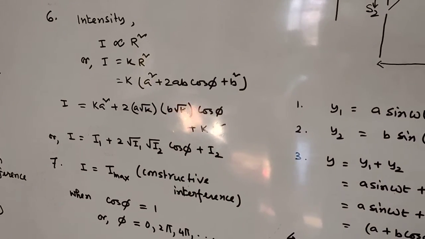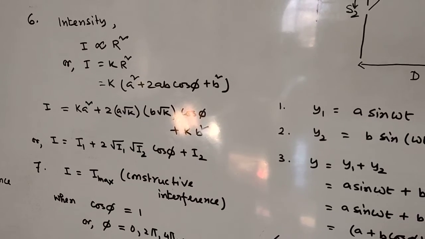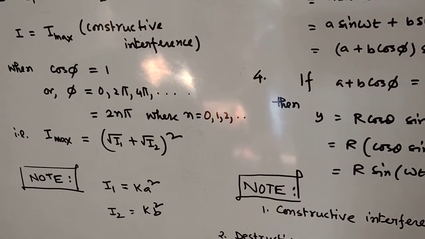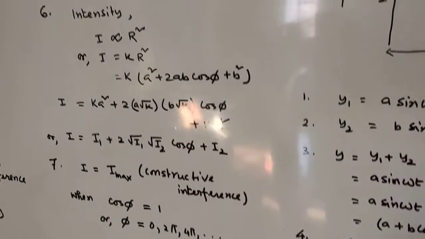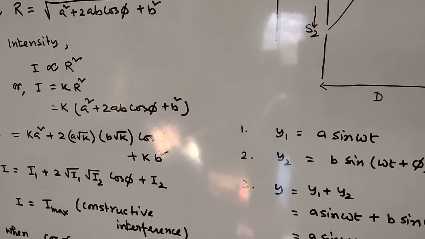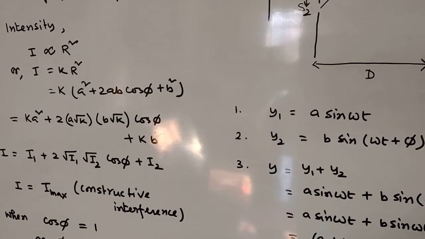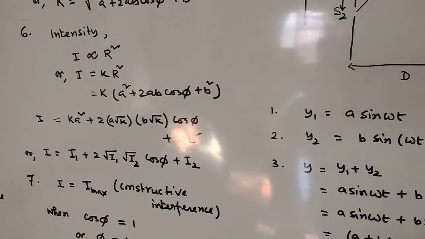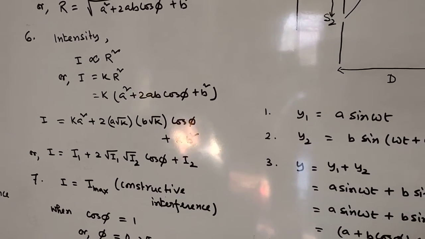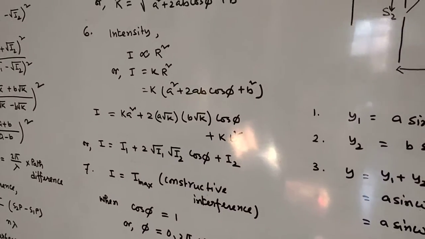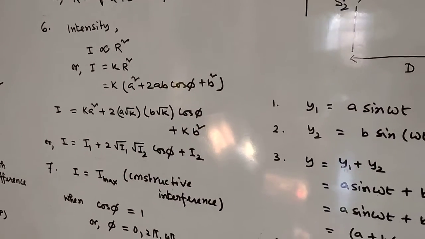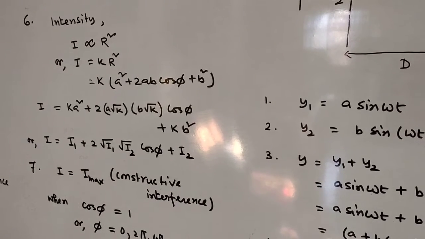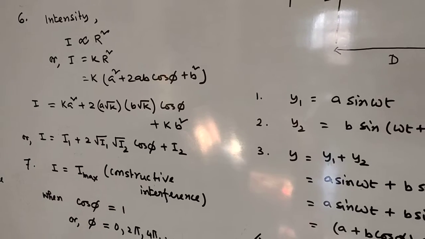Now we have simplified this one. So if you take a root k and b root k, you can replace them by root over I1, root over I2 cos phi, and plus I2. So this is the resultant expression for the intensity of the wave caused by the superposition of the two waves that come from S1 and S2. So I equal to I1 plus 2 root over I1 root over I2 cos phi plus I2.